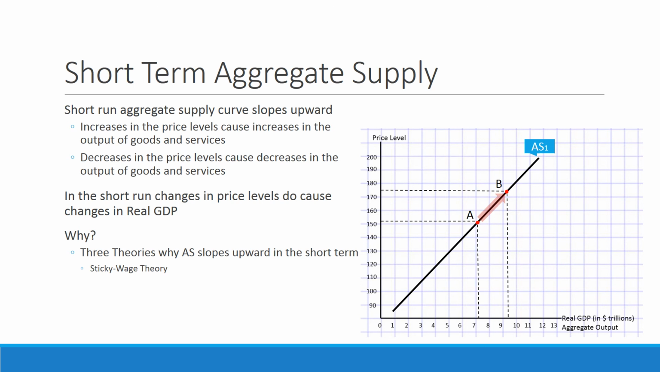One is sticky wage theory, one is sticky price theory, and the other is misperceptions. What we'll do is go through each one of those. You've heard of sticky price theory, and that'll help to understand the difference between short-term and long-term aggregate supply.